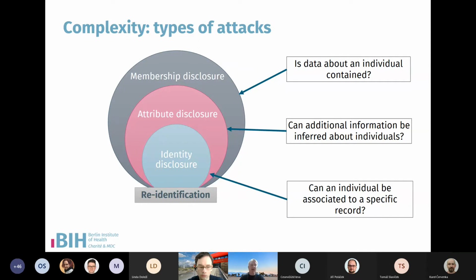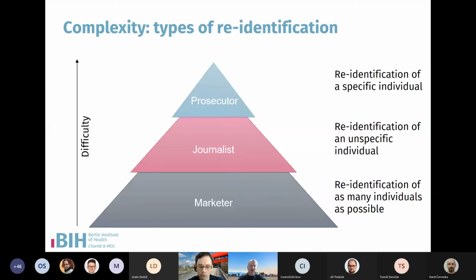And even this can be hard to protect from, and it's not necessarily needed to really link an individual to a very specific record. It can already be sufficient to be able to link an individual to a set of records with relatively high certainty. So this already gives an idea of the complexity involved, and then there are different models for dealing with this, and you can also make different assumptions about what the attacker wants. This is another well-known model where you can distinguish.